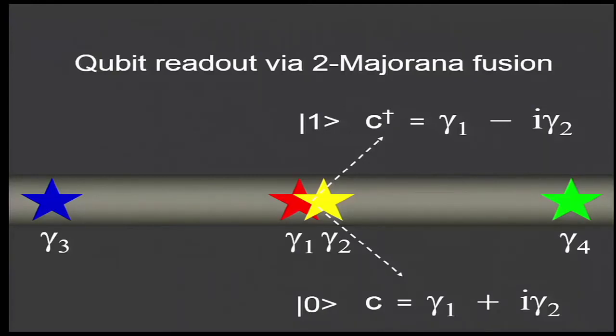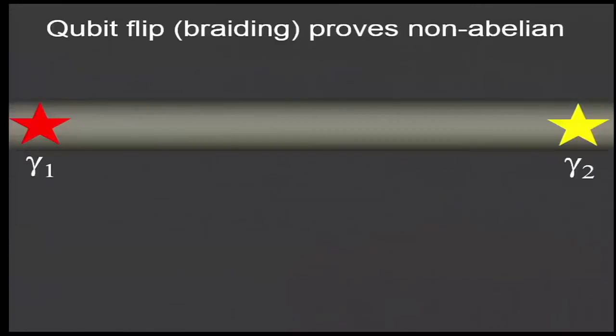Now, how do we do a qubit operation, right? How do we go from zero to one? Well, it turns out that's not really possible in a nanowire. So here's a nanowire with two Majoranas. I need to exchange them, right? I need to swap them, braid them. And if they're confined to this one-dimensional object, there is no way to braid them without them meeting somewhere in the middle, and then they annihilate. So we need to avoid that.